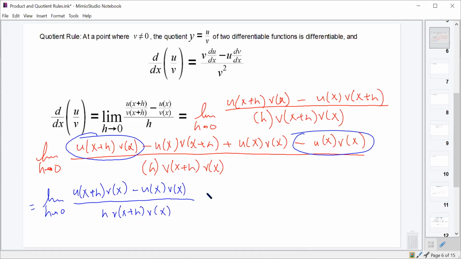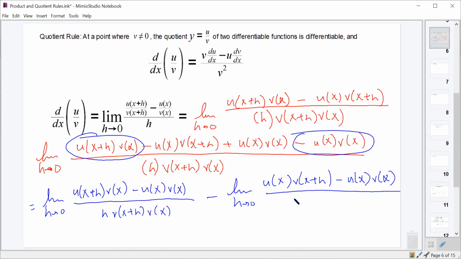And then we've got, I'm going to put a minus between these. I'm going to say minus the limit as h approaches 0. That'll flip the signs of both of those. u of x v of x plus h minus u of x v of x all over h, v of x plus h, v of x. Good or no? Good. Yeah. All right. What can I now do with the first one?